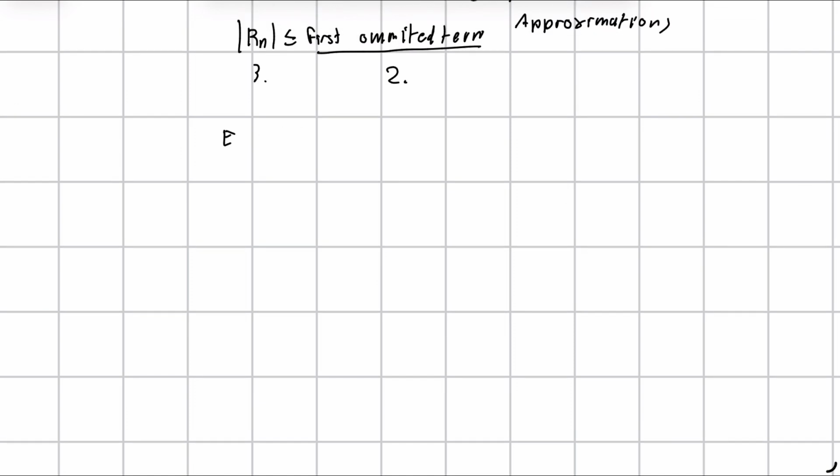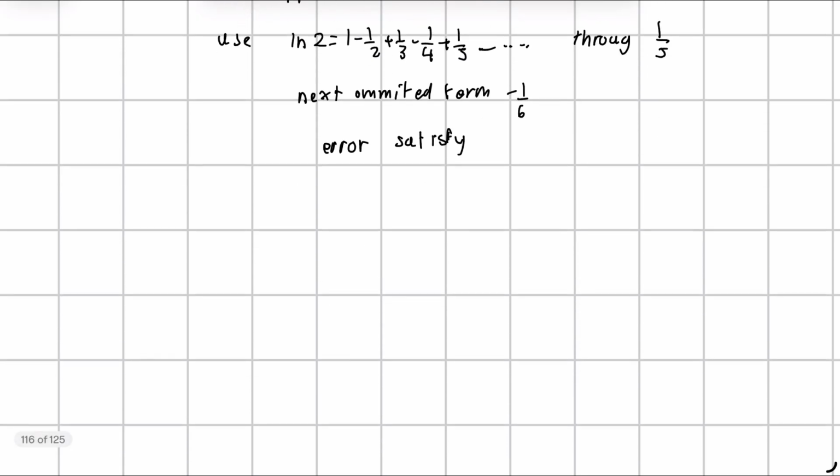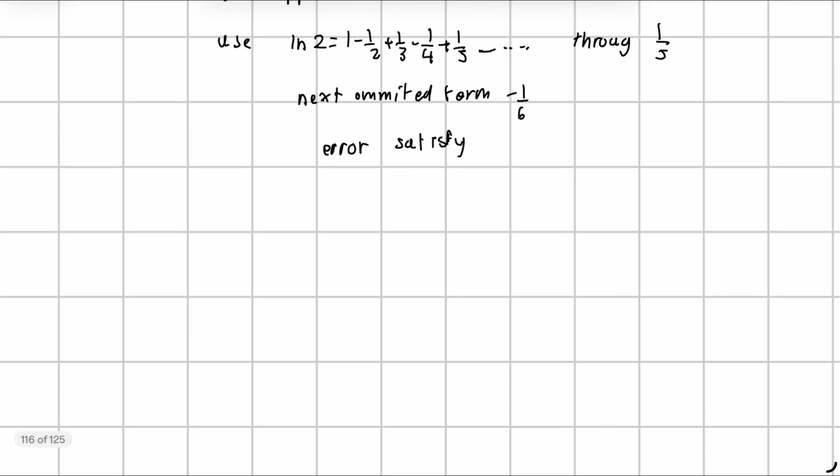So let's say we want to approximate natural log of 2. So you're going to use natural log of 2 is equal to 1 minus 1/2 plus 1 over 3 minus 1 over 4 plus 1 over 5, through 1 over 5. So then the next omitted term is equal to negative 1 over 6. So that means that your error is going to satisfy the relationship we have here. That relationship we had up here was absolute value of r sub 5 is less than or equal to 1 over 6. So that is going to be our answer.